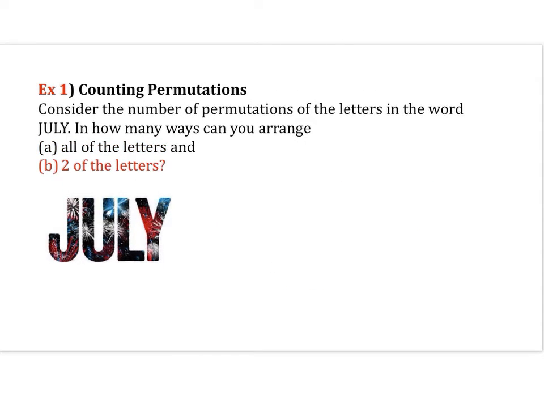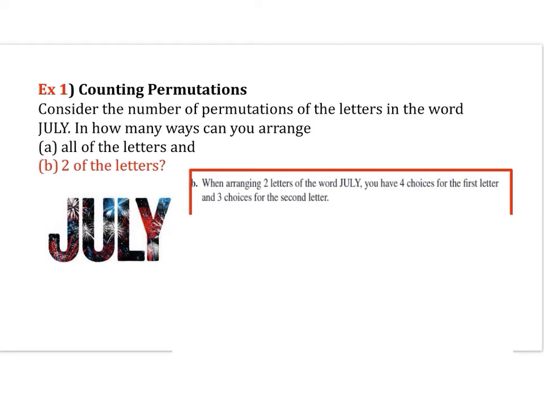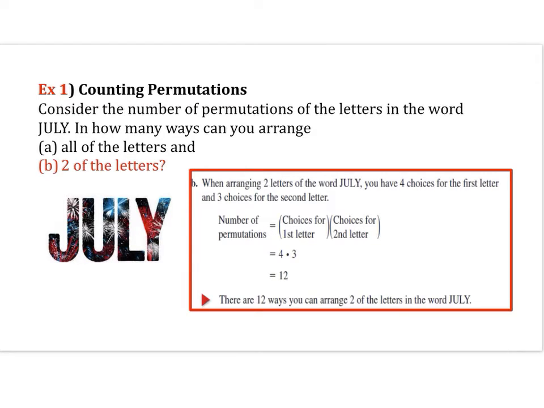So now let's consider how many different ways we could arrange just 2 of the letters. If we're arranging just 2 of the letters, you have 4 choices for the first letter and 3 choices for the second letter. So it's just 4 times 3. And that would be 12 ways you could possibly arrange 2 of the letters in the word July.